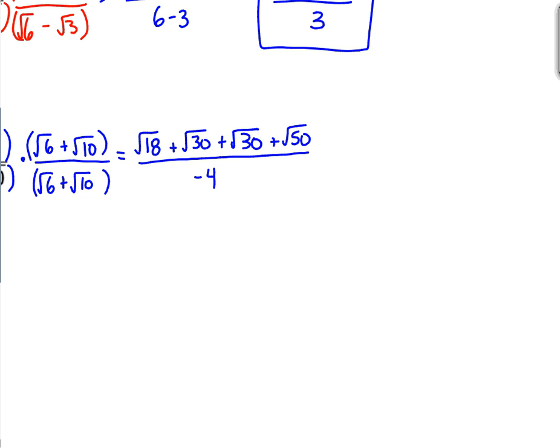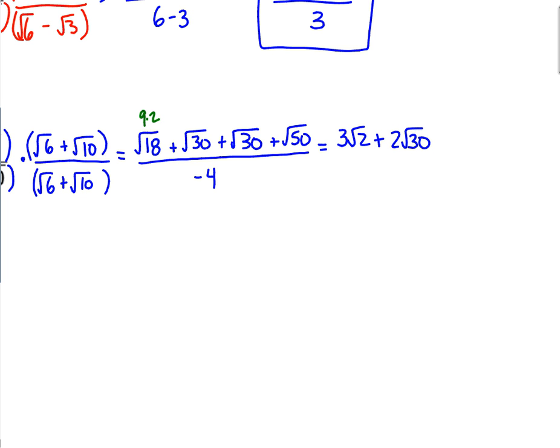Okay, 18 simplifies to what? 9 times 2, or 3 root 2. Okay, 9 times 2. Okay, 30. Can you simplify 30? No, so what can we do with those 2 root 30s? 1 root 30 plus 1 root 30 is how many root 30s? 2 root 30s. Right? Yeah. Don't overcomplicate it.